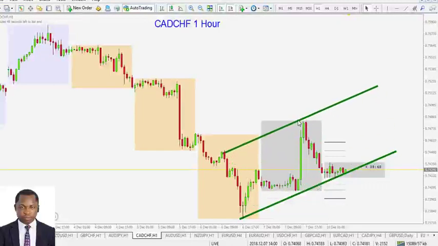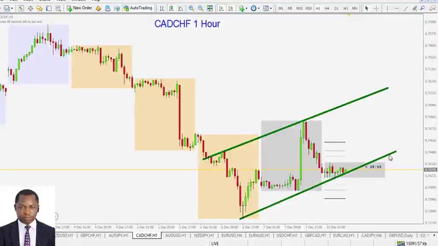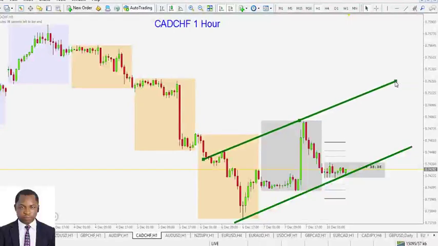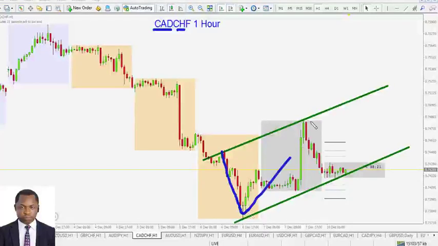It's like we are going to have another type of a channel. Remember, the market is always channeling. Especially when two currencies are strong, when the Canadian dollar is strong and the Swiss franc is also strong, we are likely going to have that problem. I'm expecting price from here on to begin to push again to the upside.